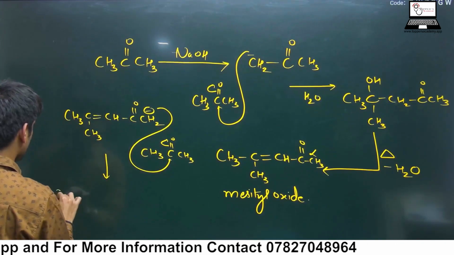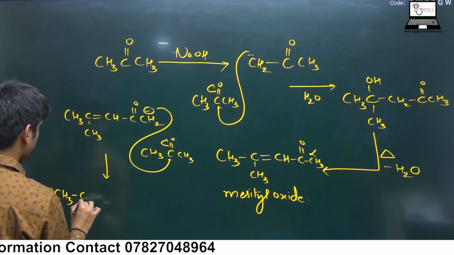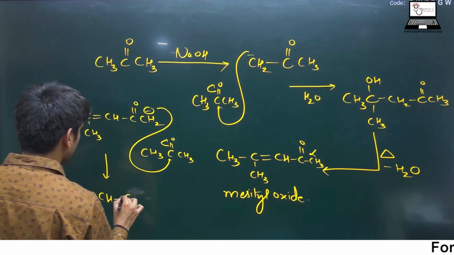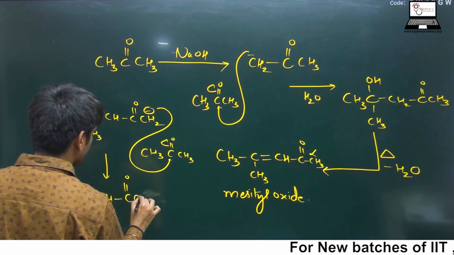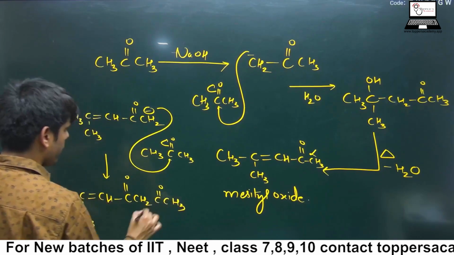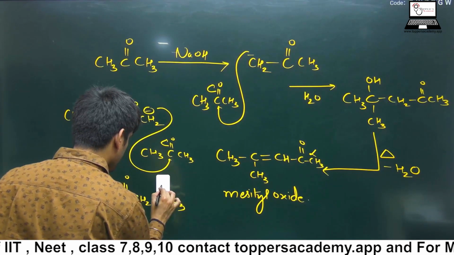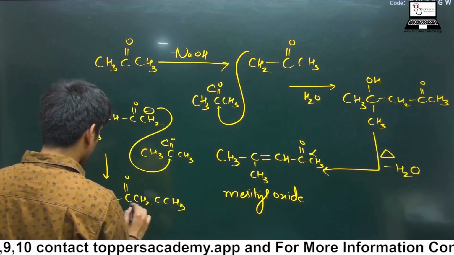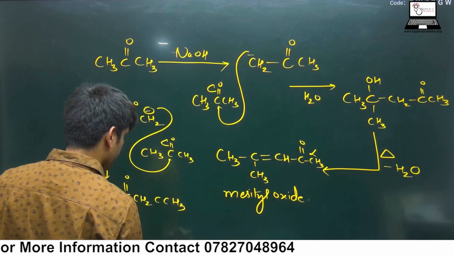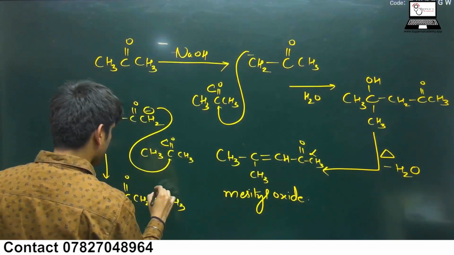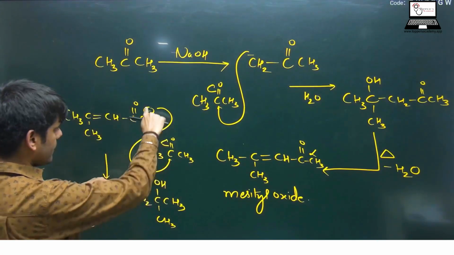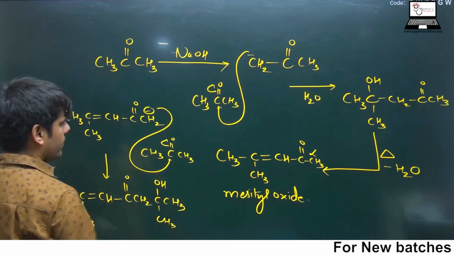So what happens? CH3, C double bond CH, C double bond O, CH2, C, OH and CH3, CH3. Just a second, this is CH2. I'm so sorry. This one is CH2, C, OH, and CH3, CH3.